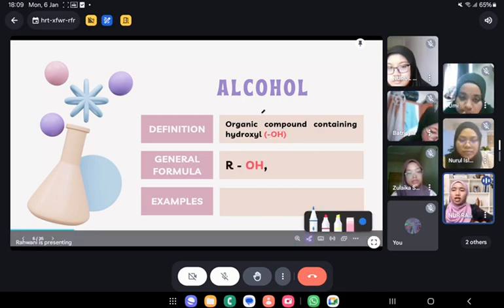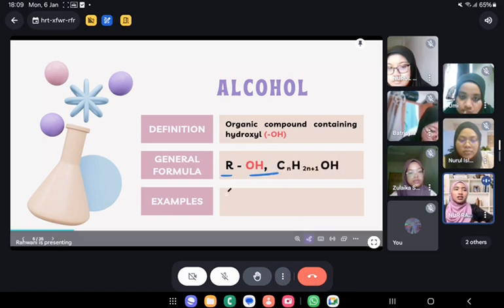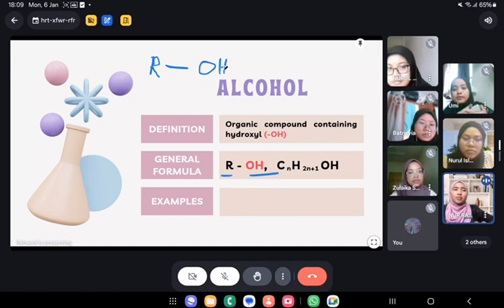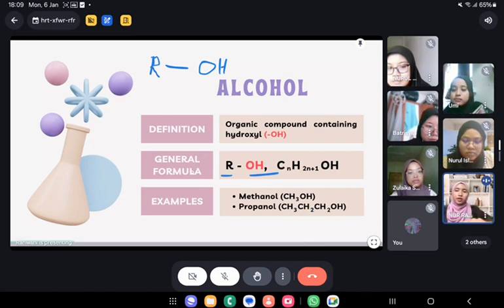And the general formula for alcohol is ROH. Another general formula for alcohol is CnH2n+1OH. So if we draw the structure of an alcohol, it will be like this. R will represent the alkyl group, and the alkyl group will be attached to the hydroxyl group, which is the OH. And examples of an alcohol are methanol and propanol.